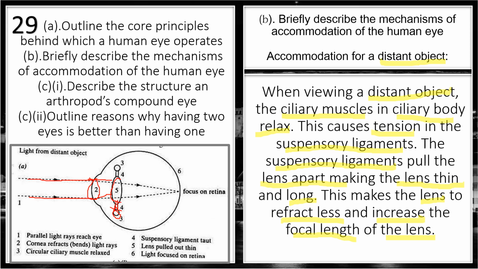When they pull the lens, it is going to become thin. And when it becomes thin, it is going to refract the light, bend the light less. And when it bends the light less, it increases the focal length. And when it increases the focal length, it is going to be focused on the retina.